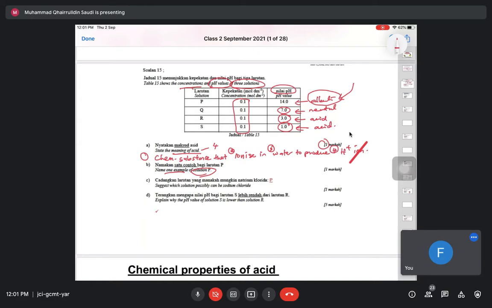Can you name one alkali solution that you know? Sodium hydroxide. Good, sodium hydroxide solution. So if the question asks you to name, you need to write down the name completely. You cannot write this one. If you give this answer, it is wrong, because this is the chemical formula. You should write down the full name, sodium hydroxide. Then only you will get 1 mark.